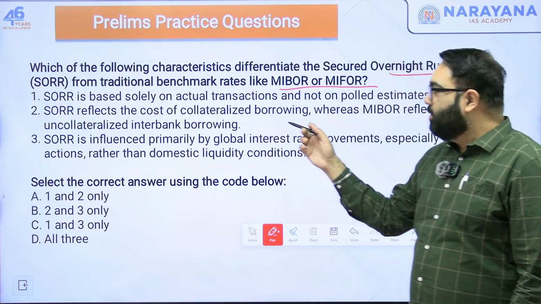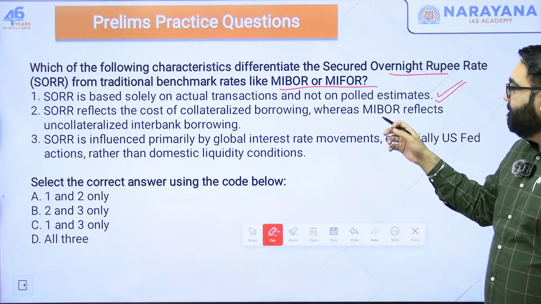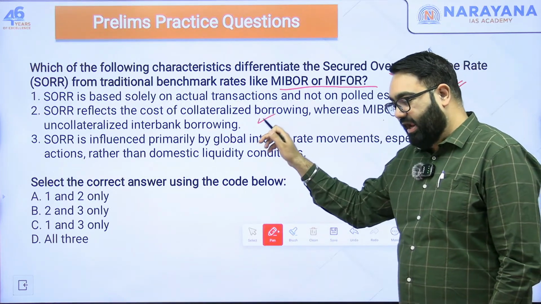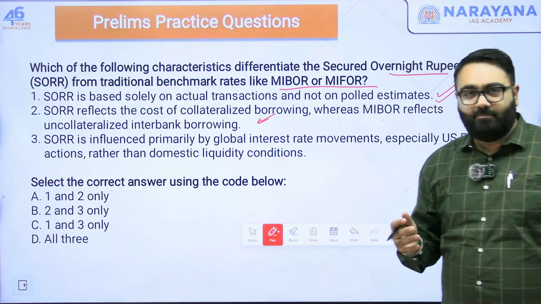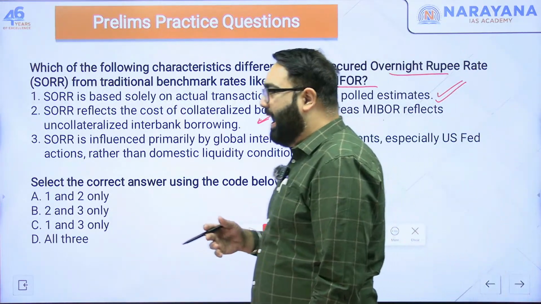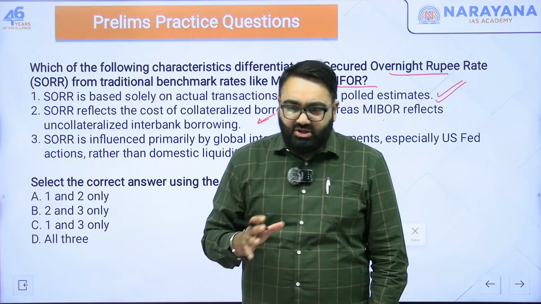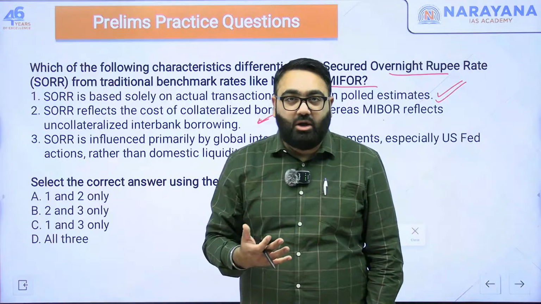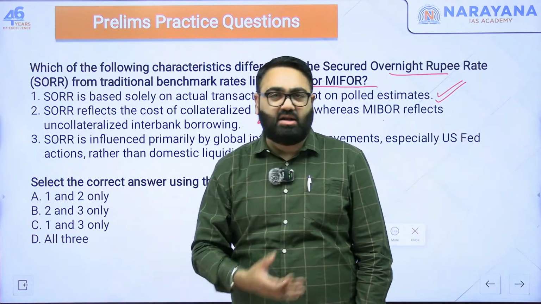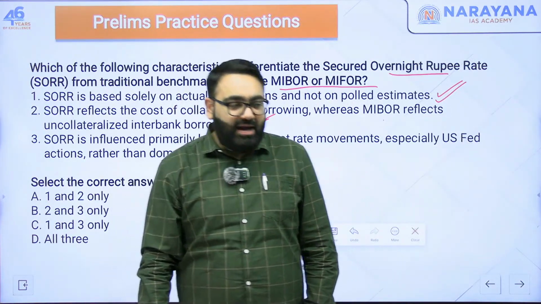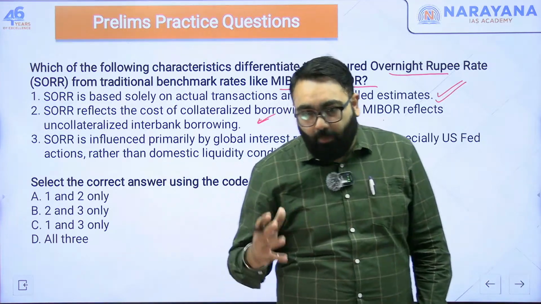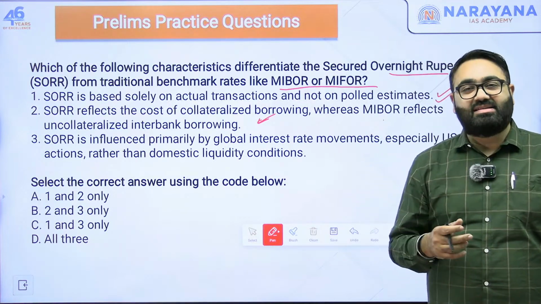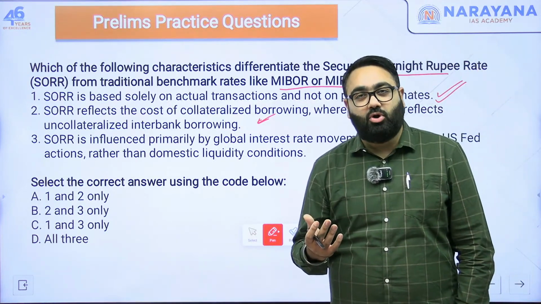SORR reflects the cost of collateralized borrowing, whereas MIBOR reflects uncollateralized interbank borrowing. That is correct. Again, collateral means guarantee. Usually, when you go to a bank and you ask for a loan, if it's a small loan, they might not ask for a guarantee. But if it's a big loan, if you are taking a loan of many crores or many lakhs, they might ask you to put a guarantee, property or something else, some asset that you own, and on the basis of that they decide whether they want to give you the loan or not.